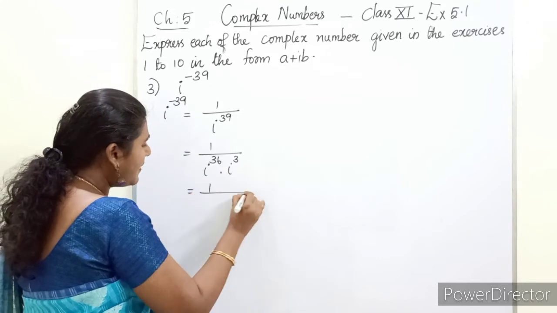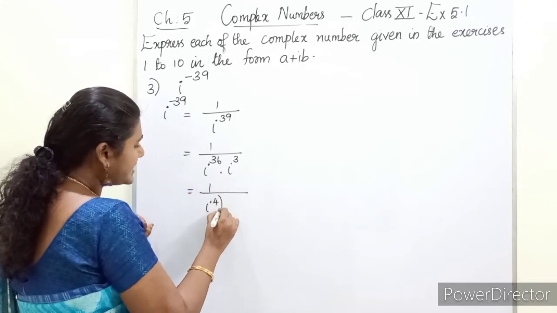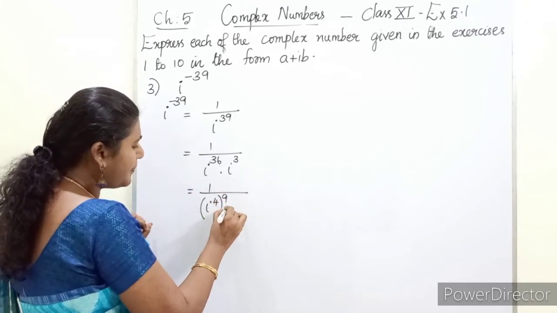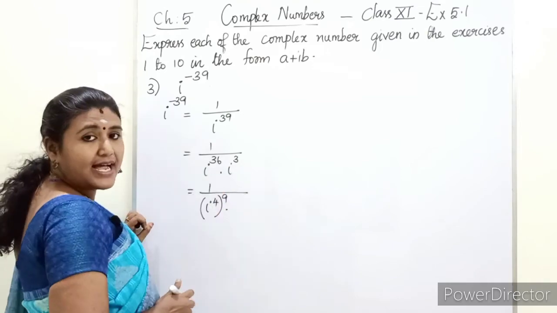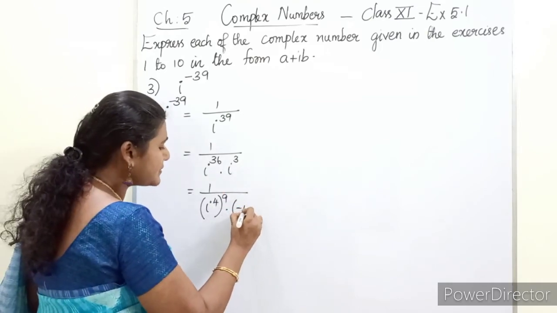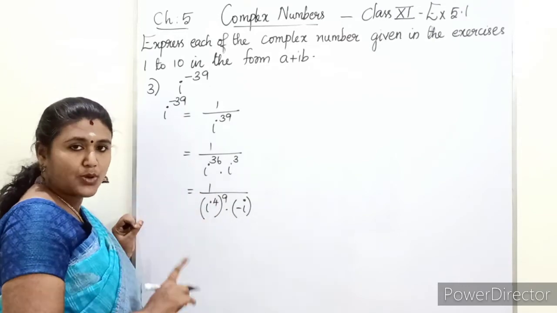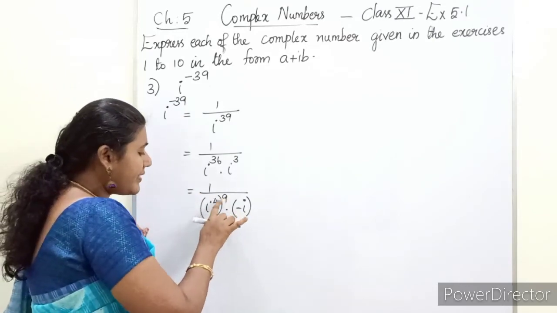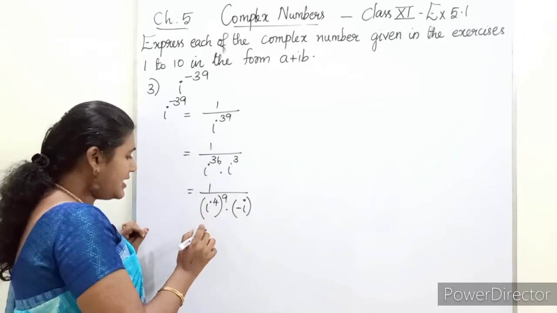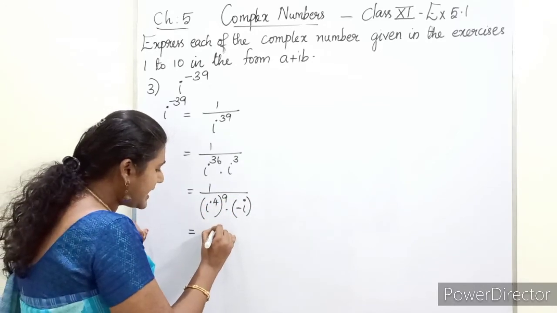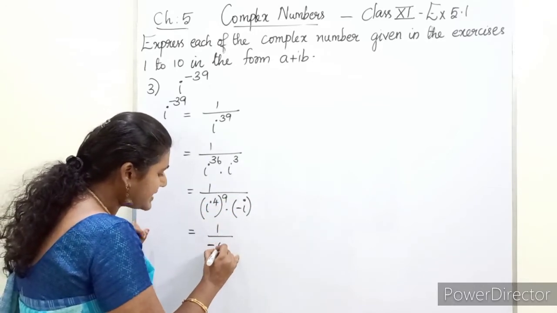Now this i power 36 we can write as i power 4 the whole power 9. And what is the value of i cube? i cube is minus i. Now this value i power 4 is equal to 1. So 1 power 9, this will become 1. So we will get the answer as 1 by minus i.